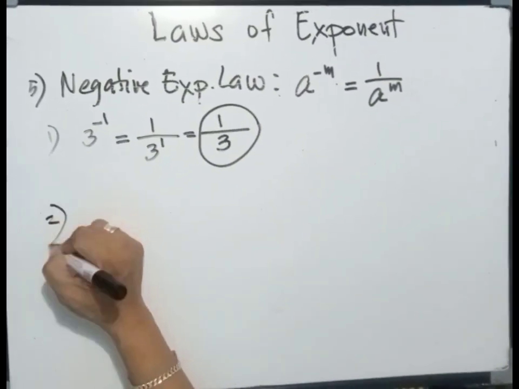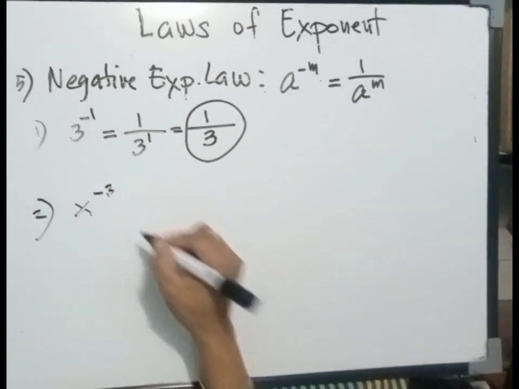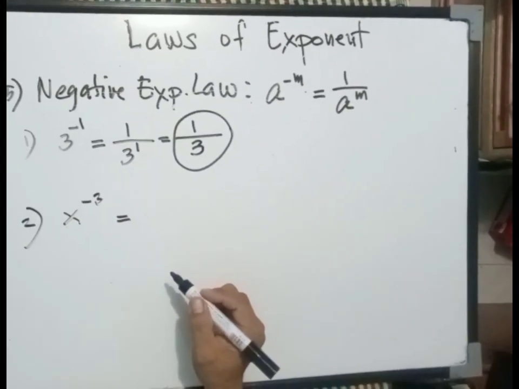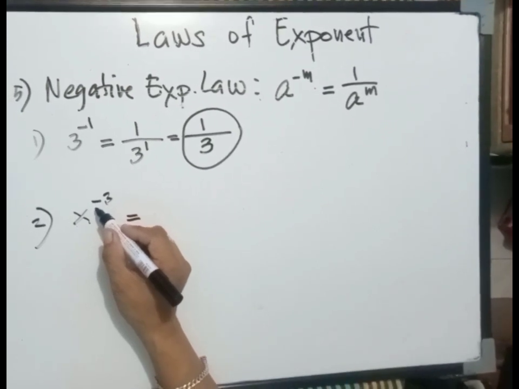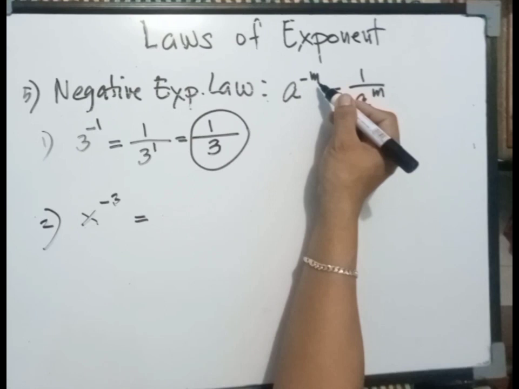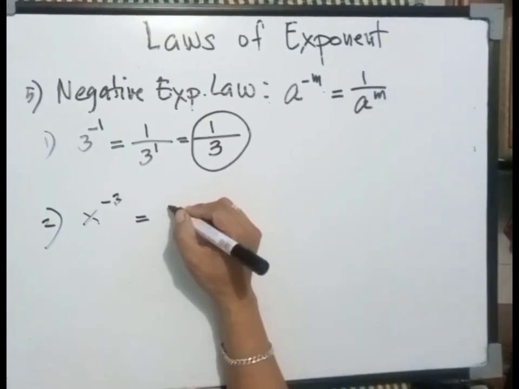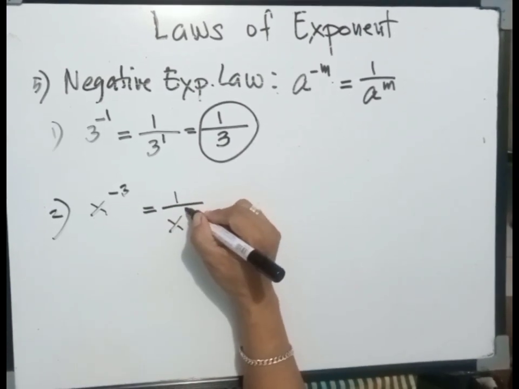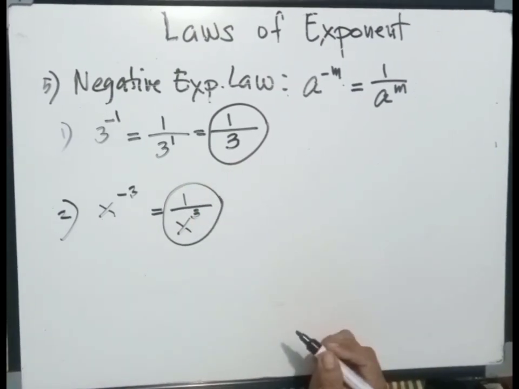Example number 2. X raised to negative 3 is not considered in simplified form kasi negative siya. So gagawin natin positive. Gaya ng negative exponent law, a raised to negative m equals 1 over a raised to m. It is equal to 1 over x raised to, it will become positive, 3. That will be our final answer.